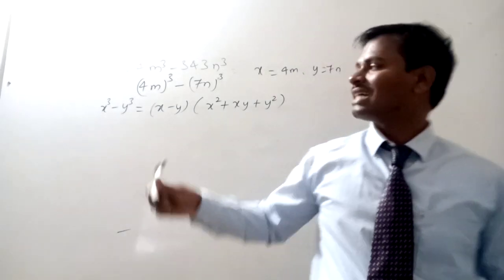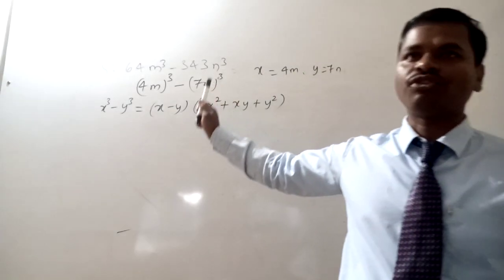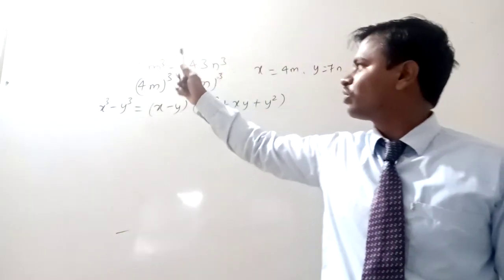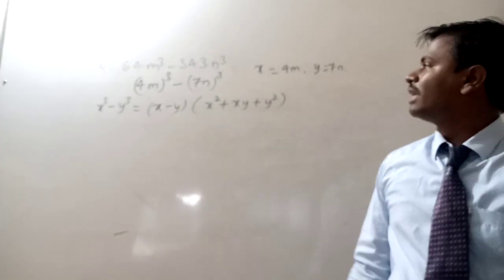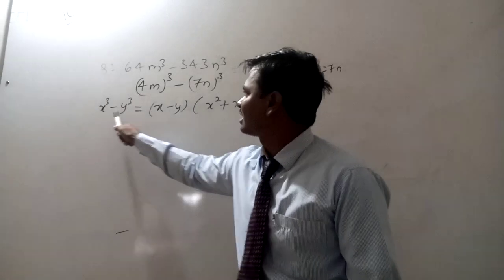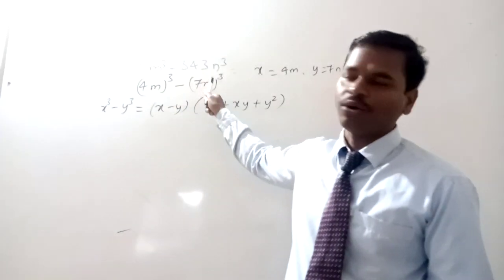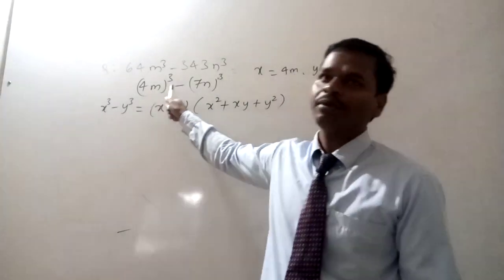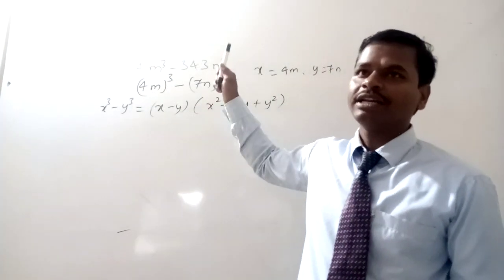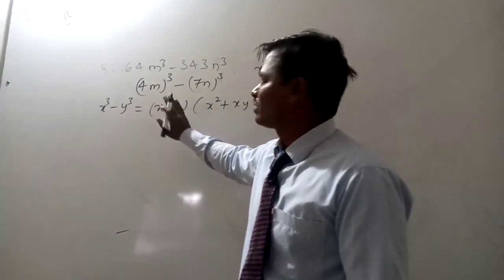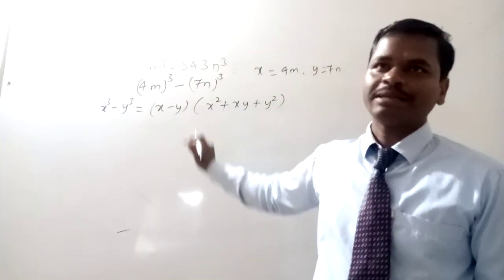We are using this identity, this formula, to factorize the given polynomial. Now, a cube minus b cube is also in the standard form. X cube minus y cube. X value is 4m, y value is 7m. Now, in this case, by using this identity, we go on simplifying this.